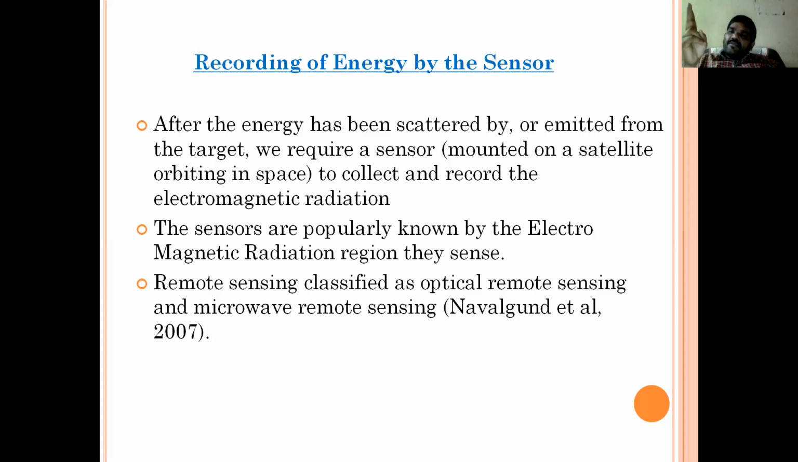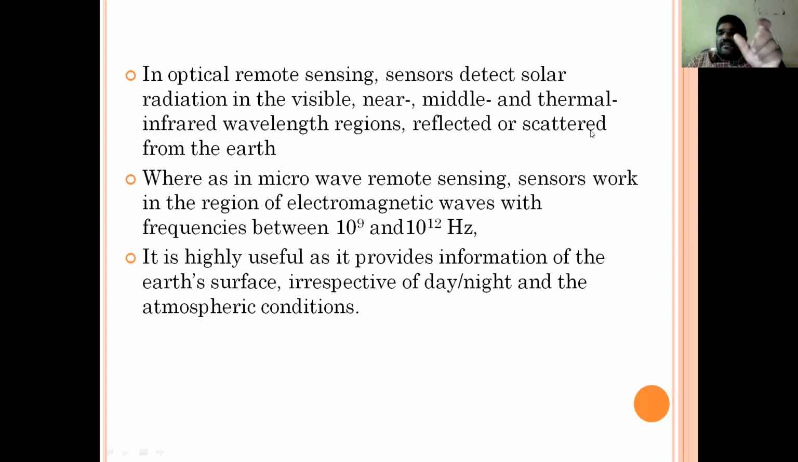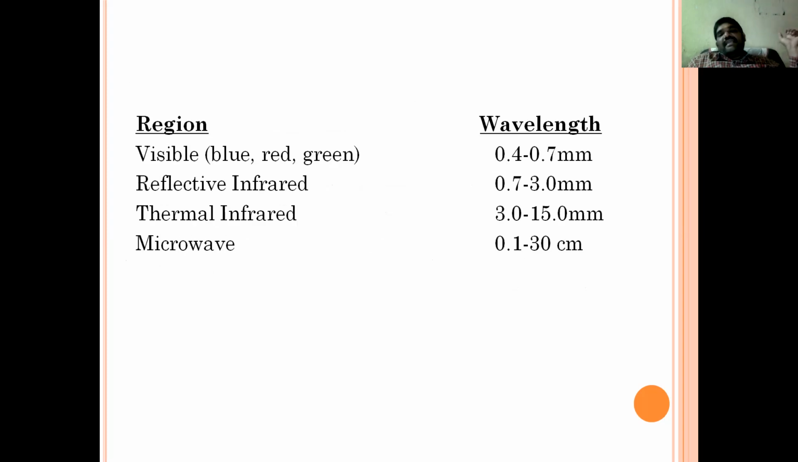What is optical remote sensing? If the energy is recorded at so and so bands, all the bands are named with respect to the wavelength category. If they are stored along with some amount of solar energy with particular wavelengths, we can call them optical remote sensing. What is that particular wavelength? In the next slide we will see.